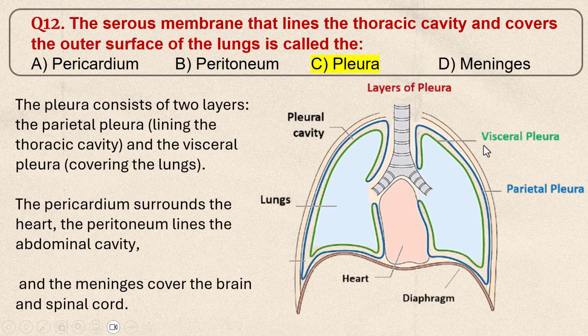Pleura. So when you look at the picture, you can see there are two layers of pleura. One is the parietal pleura that covers the outer surface, and the visceral pleura that covers the lungs. In between, the space is called the pleural cavity. So when you look at the answers, the pericardium surrounds the heart, the peritoneum lines the abdominal cavity, and meninges are the covers of the brain and spinal cord.